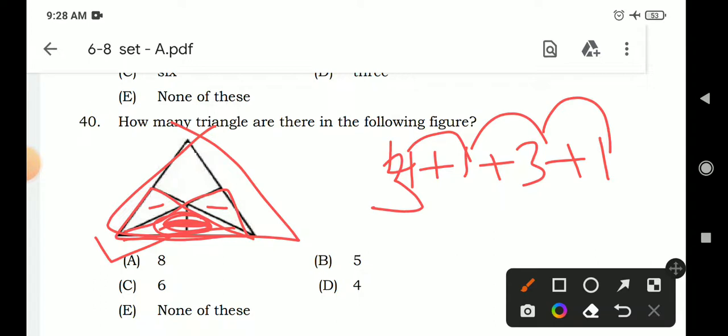8 will come. So this is our math skill test for class 6 to 8.